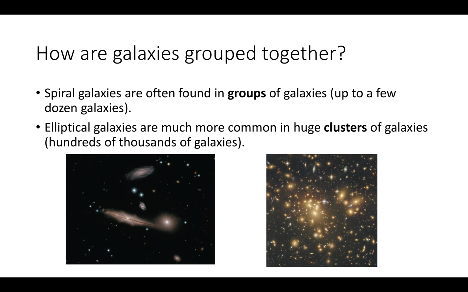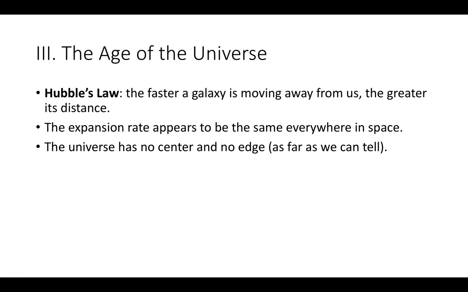Now galaxies tend to be grouped together in two ways. With every spiral galaxy they've observed in our universe, they tend to be found in groups of just a few dozen. But when we look at elliptical galaxies, like in this picture here, you see them in huge clusters, maybe hundreds of thousands of galaxies grouped together. So it's a unique grouping that you find with the two types.